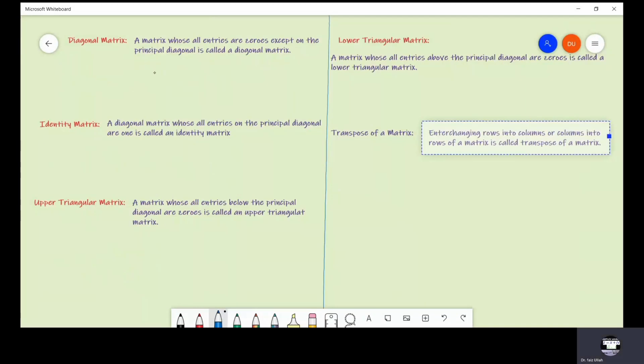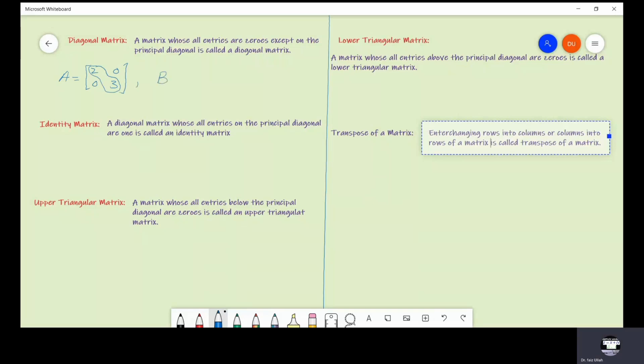Diagonal matrix. A matrix whose all entries are zeros except on the principal diagonal is called a diagonal matrix. Let us see an example. In this example, we write a matrix A which is equal to 2, 0, 0, 3. And we can see that this is the principal diagonal. So all entries of this matrix are zeros except the entries on the principal diagonal. So that is why A is a diagonal matrix.